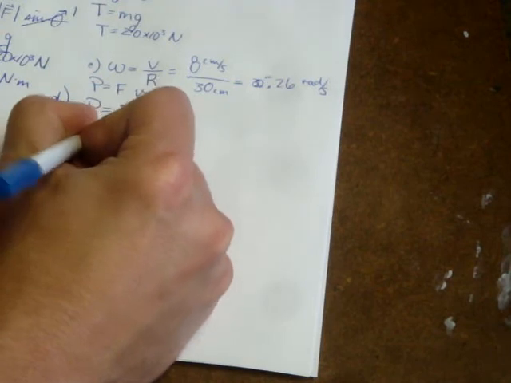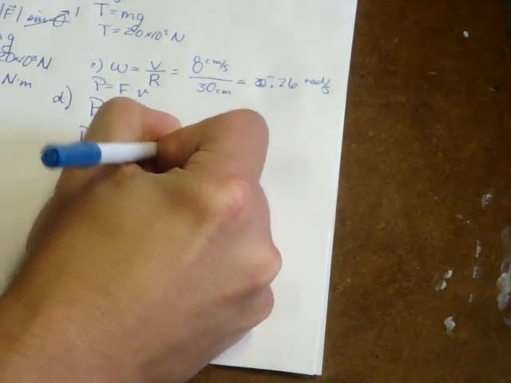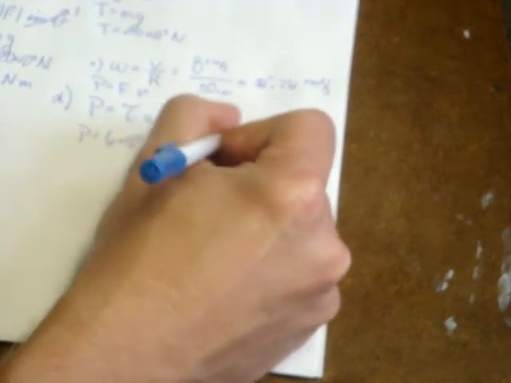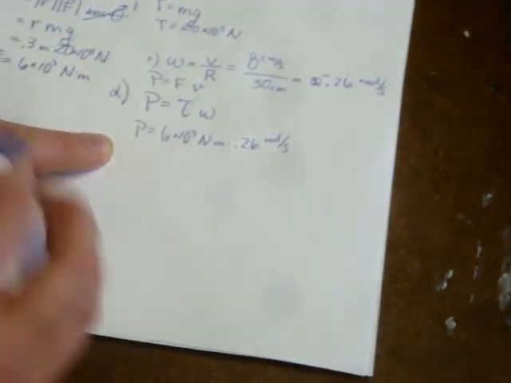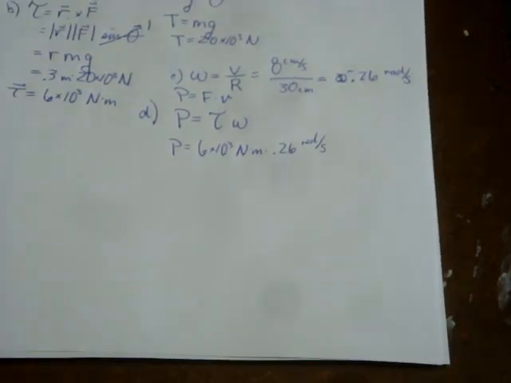So the power should just be equal to 6 times 10 to the third Newton meters times the angular velocity of about 0.26 radians per second. And we can finish up this calculation and get a numerical value for that as well. So hopefully that's fairly clear. It's pretty straightforward.